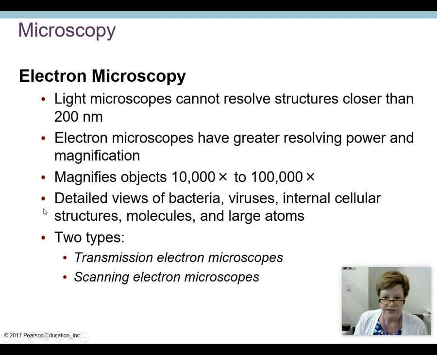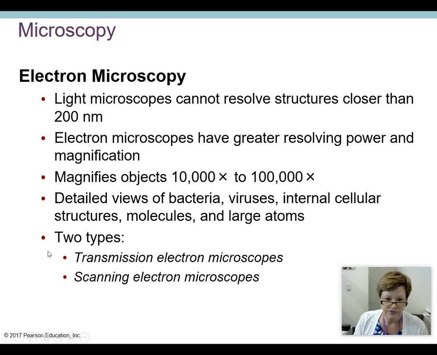So magnification can get up to 100,000x. With our light microscopes, in the ones we have here for students, we can usually achieve about 1,000x. And so you get a much bigger magnification and much better resolution. So you can look at bacteria, viruses, small structures, and then even molecules and, to some extent, large atoms. Of course, we're not going to go to that point. We're going to be looking at cells, viruses, and maybe some structures within or outside of those cells or viruses.